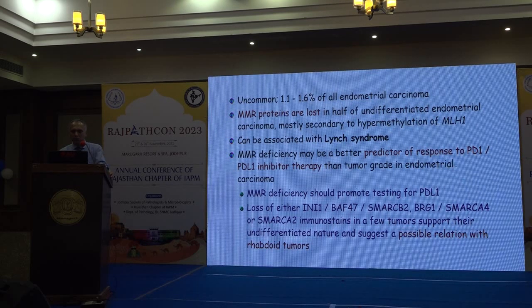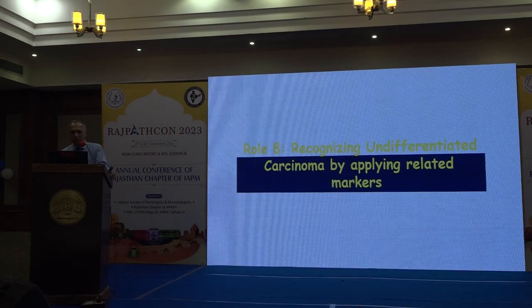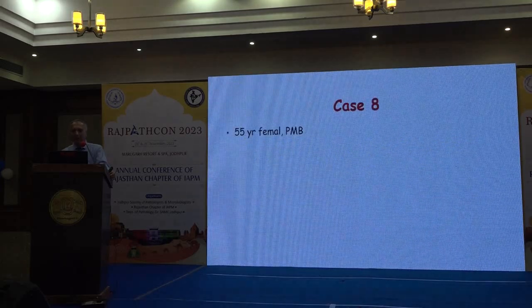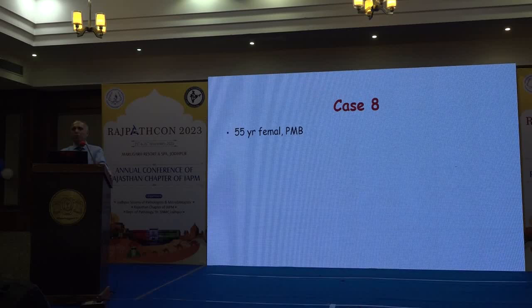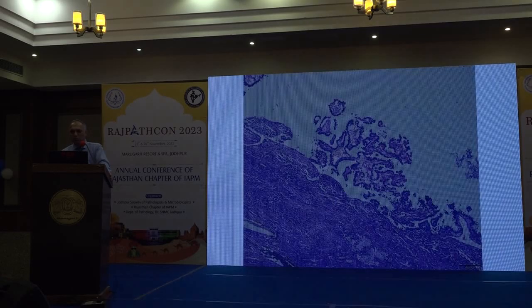They can be associated with Lynch syndrome, and when MMR deficiency along with this kind of tumor is present, it's a predictor of response to PD-1 inhibitors. So you can do PDL1 testing in these tumors. This is something again which is an emerging thing in this context. And you can of course do INI1, BRG1 testing, SMARCA4. These are special subtypes of undifferentiated carcinomas which show these specific mutations. So recognizing undifferentiated carcinoma and differentiating it from a high-grade endometrioid adenocarcinoma is also an important thing.